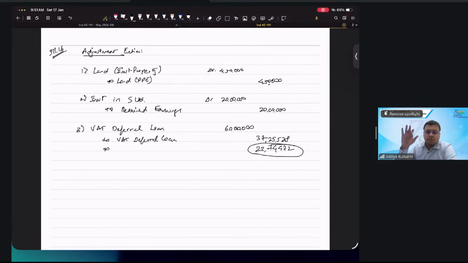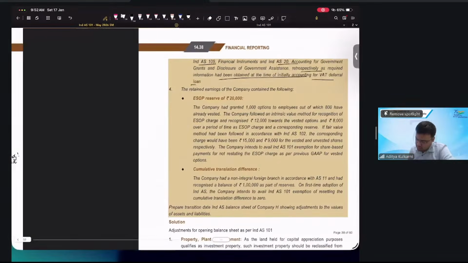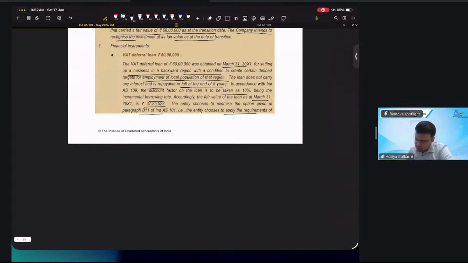It is a blessing that the government has given you. Government grant. It is a deferred grant. Why? Because it is to be spread over a tenure of how many years? 5 years. Over a tenure of 5 years.